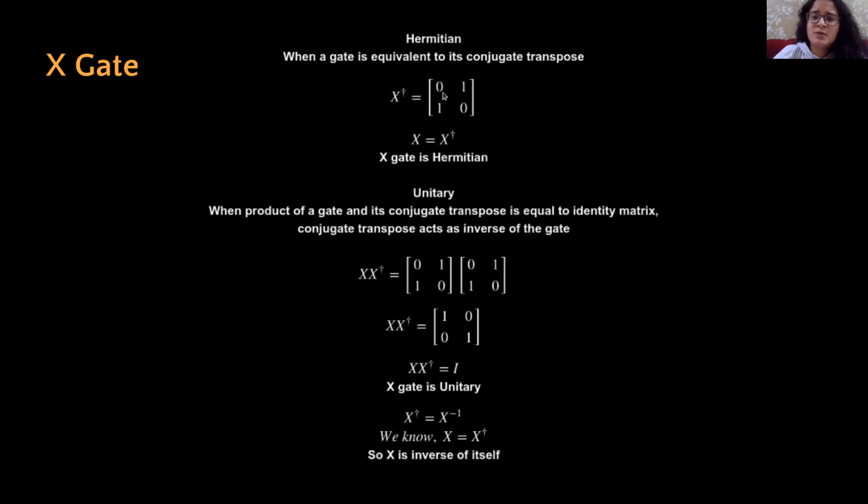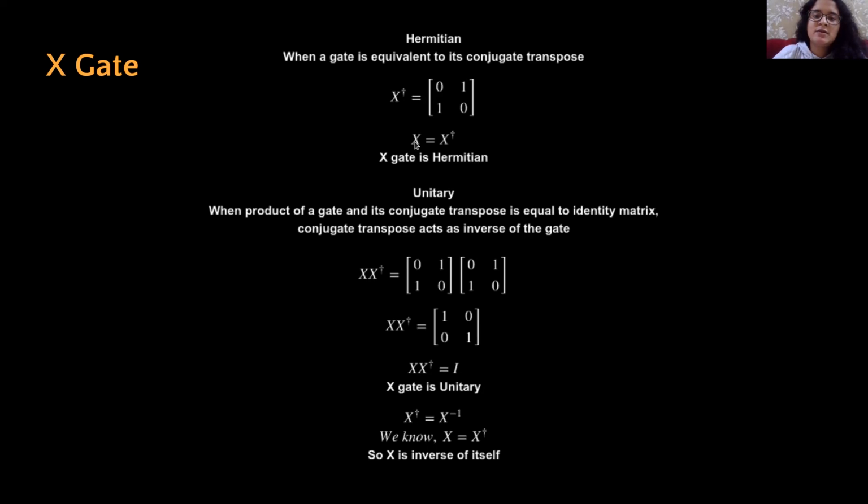But we see that there is no imaginary part to any of the elements in this matrix, therefore no sign change. Then transpose is the simple matrix transpose that we all know, in which the rows become the columns of our new matrix. When we apply conjugate transpose to our X gate, we get the X gate back. Therefore, X gate is Hermitian.